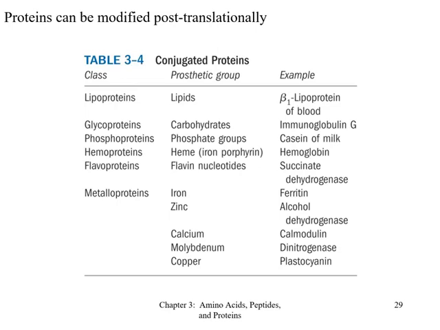Examples of some prosthetic groups include lipids, carbohydrates, phosphates, hemes, flavonucleotides, and metals. Amino acids can also be modified with amino acids. What example of this have you seen in this lecture?